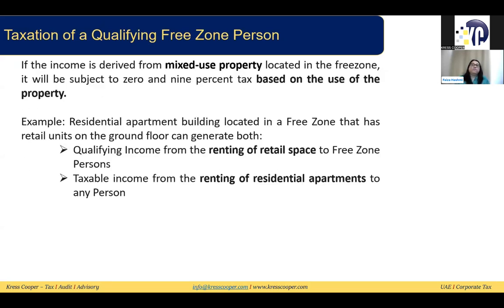Okay, so there could be cases where there is a mixed use property. In that case, it will be subject to both 0 and 9%, based on the use of the property. Let's give an example. If there is a residential apartment building located in the free zone that has retail units on the ground floor, with residential apartments on the top, this is a mixed use property. Here, the income from renting the retail space to a free zone person is qualifying income. And the income we generate from renting the residential apartments to any person will generate taxable income.